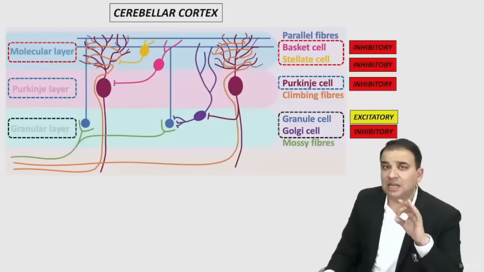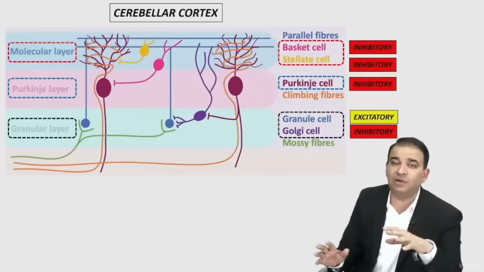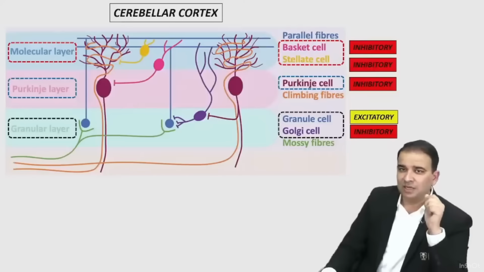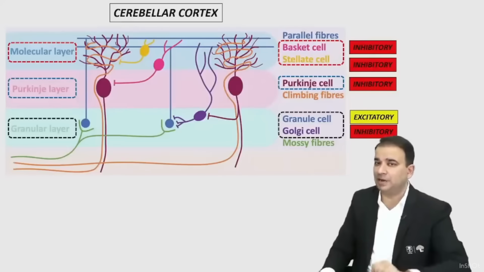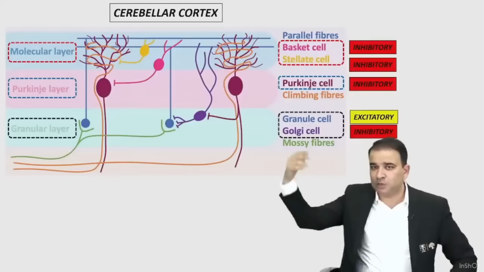Cerebellar cortex is the largest collection of inhibitory neurons. इतने inhibitory neurons कहीं और होते ही नहीं है. That's one question here. What is the largest collection of inhibitory neurons? That is the cerebellar cortex here. Now I'll tell you a little more about these Purkinje cells and all.